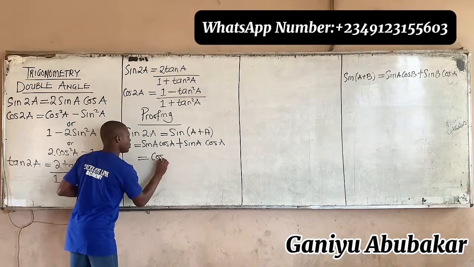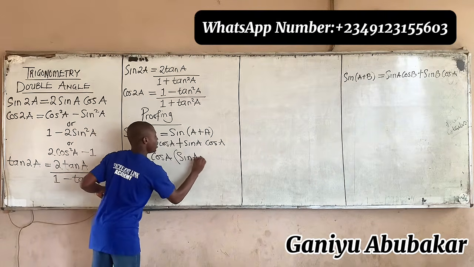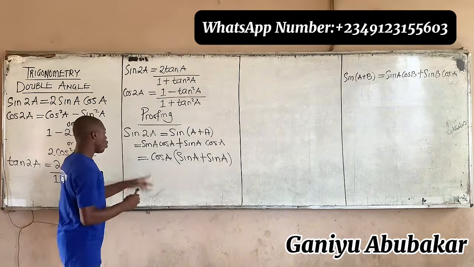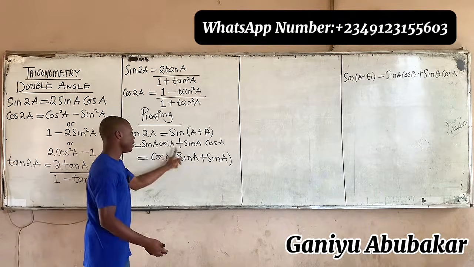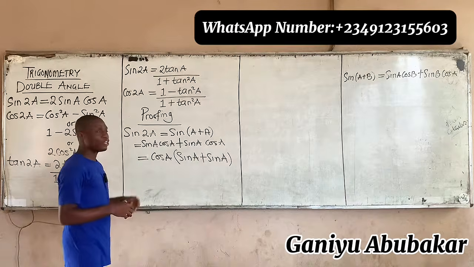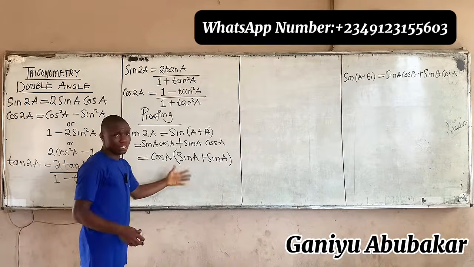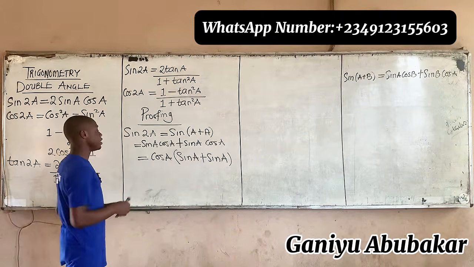That becomes cos A into sine A plus sine A. Observe. Cos A times sine A, that's sine A cos A. Similarly, sine A times cos A. I still have the same thing here. So it becomes your idea of factorizing. So cos A is common. I bring it out. Similarly, you can choose to bring out sine A if you want to. But see, it's the same thing, please.